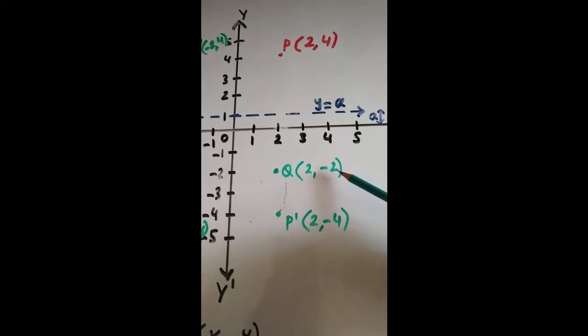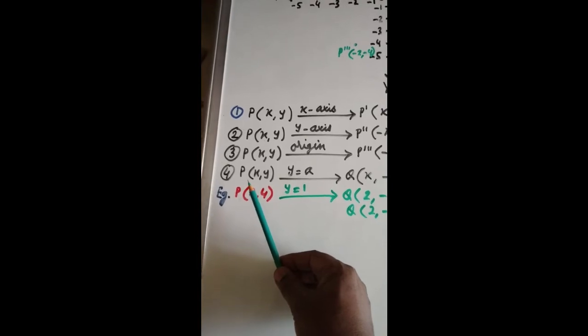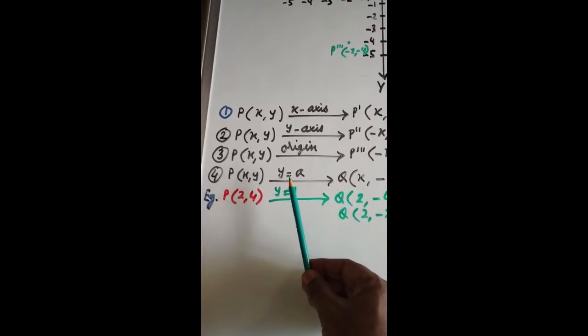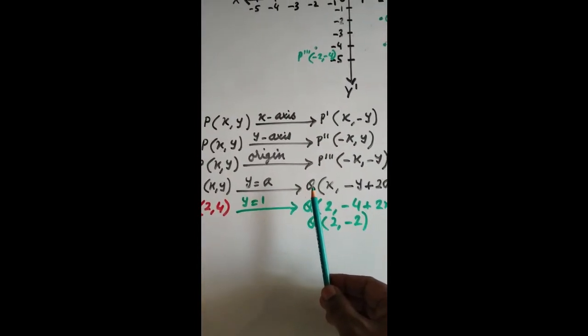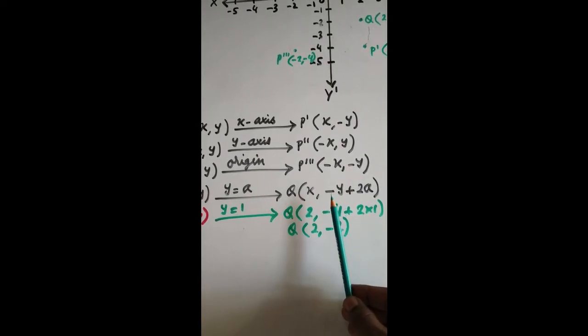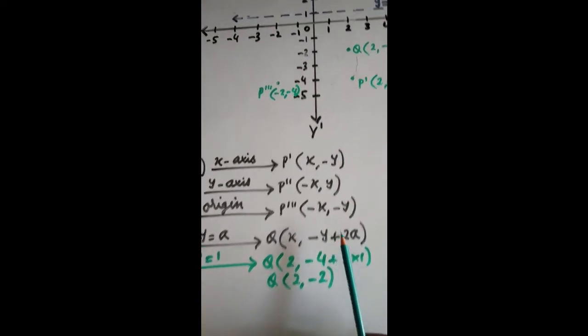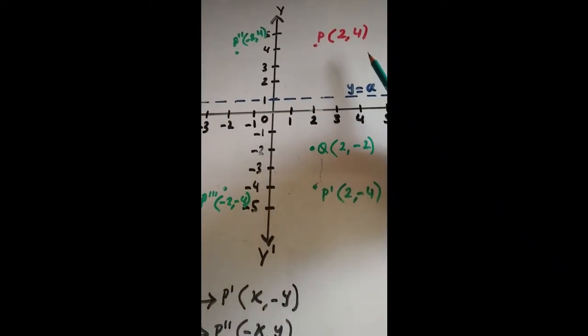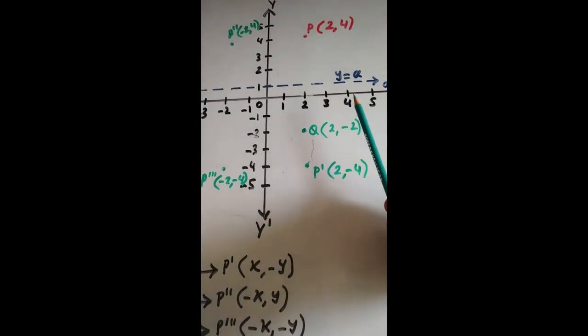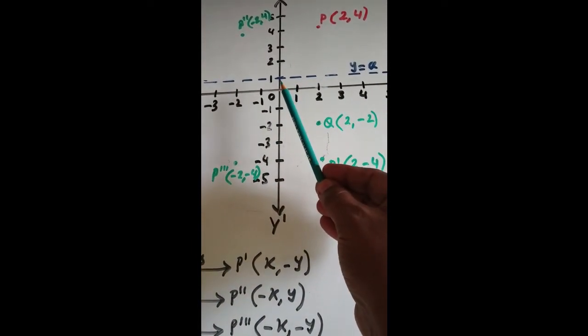But without the graph, the formula goes like this. P(x, y) reflected on y equals a will give you Q: x will remain the same and the y value you will get by -y plus 2a. Here -y means minus of this 4, and y equals a. What value does a have here? It is passing through 1, so a will be 1, so it is y equals 1.